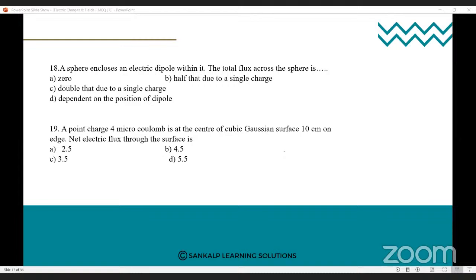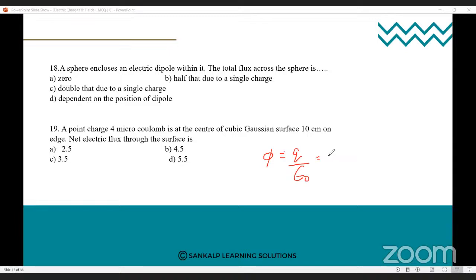According to Gauss theorem, we can write it as the total flux is equal to charge upon epsilon naught. Because how we define that flux is nothing but 1 upon epsilon naught times the total charge enclosed by the surface. Therefore it is Q upon epsilon naught.